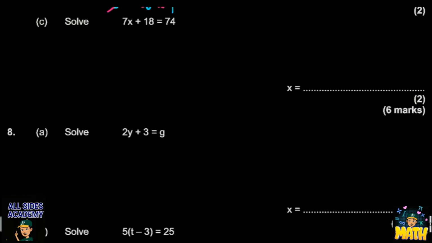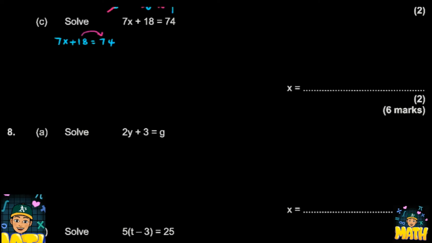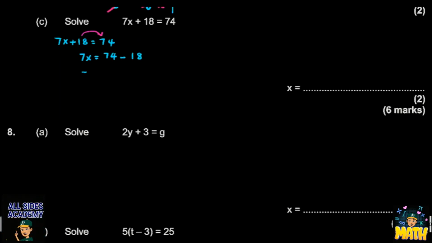Solve 7x plus 18 equals 74. So 18 has been added, so we will start by taking it to the other side. When we take it to the other side, it becomes minus: 7x equals 74 minus 18. So 7x equals, when you subtract, you get 56.